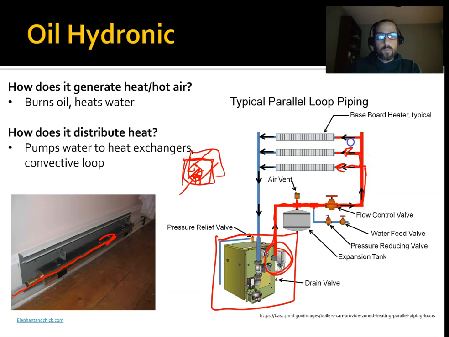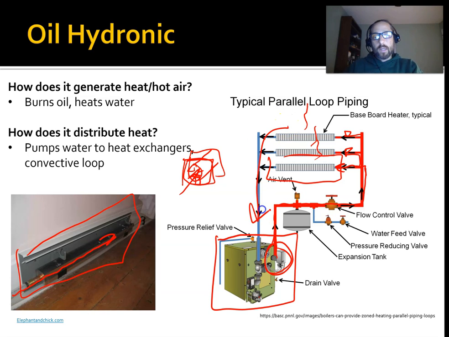In this case, you have multiple loops. And you end up with a convective loop where each of these are. So these are your baseboards, which are pictured here. And then it just loops back again. Everything's a circle. So you have the water that goes out, dumps some heat into the building, and then comes back, cools down, comes back. It's heated back up by the boiler.